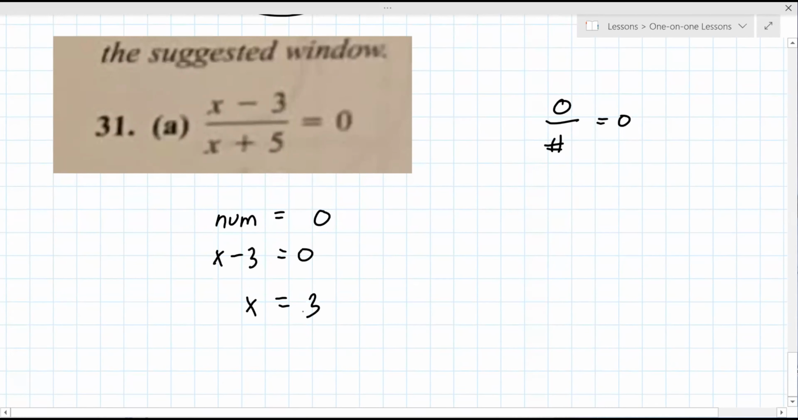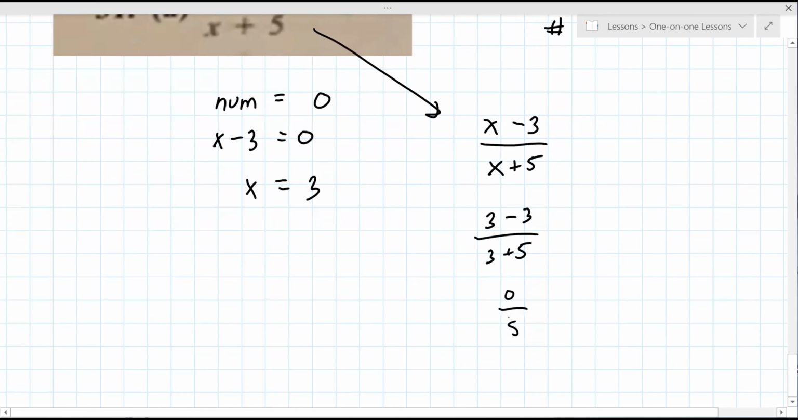Because let's just put 3 in. You get 3 minus 3 over 3 plus 5. Well, that's 0 over 8. If you have nothing to share and 8 people to share it with, nobody gets anything. That's why this is 0. Mm-hmm.